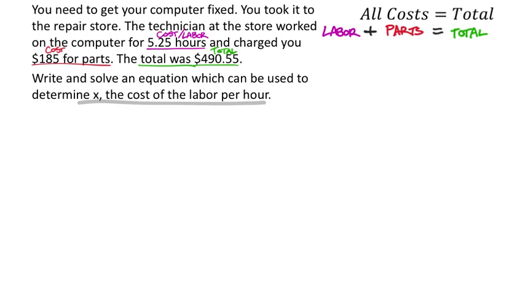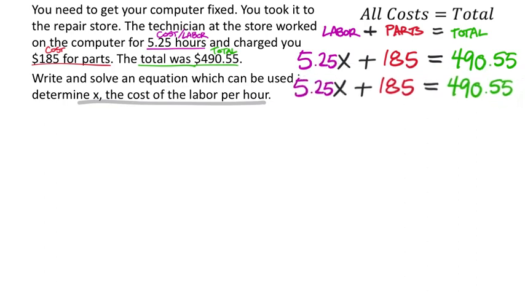All right, well, how much was the labor? We don't know. All we know about it is that it's X. That's what we're trying to figure out in this problem. But what we do know is that X is the cost per every 1 hour, and that the technician worked for 5.25 hours. So the total for the labor will be 5.25 times the value of X. The parts were $185, and then the total, it says, was $490.55. So if I add the costs together, then I get the total, as we see there. So that would be the equation, which again is its own answer on the assignment.